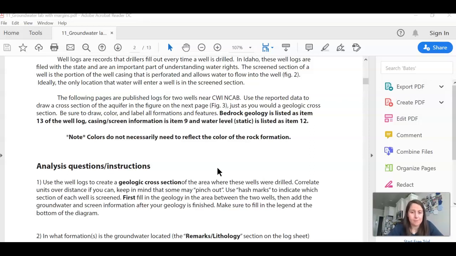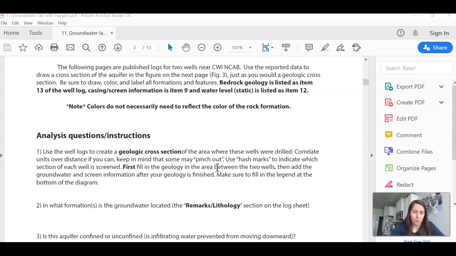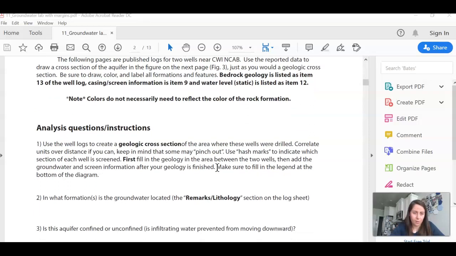So bedrock geology is listed as item 13 of the well log. Casing and screen information is in item 9, and then the water level is listed as item 12 of that well log report. So you can follow along with me as I do this. I'm also going to post them on the document that you're going to see, so it's not going to be too hard, but you can follow along with me as well. Okay, so that's what we're going to do first. Then we're going to answer these questions based on that.